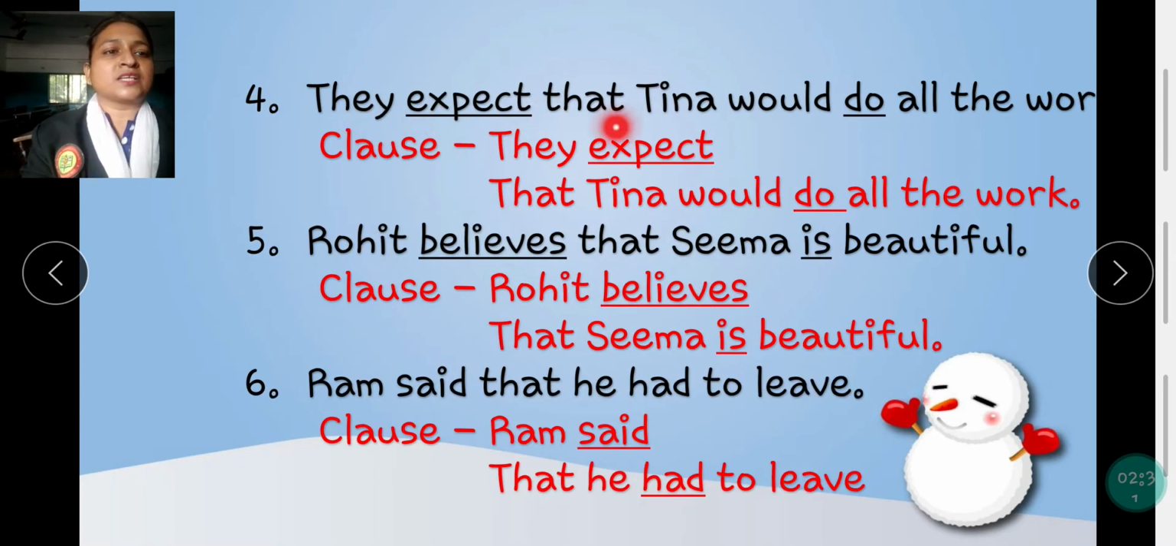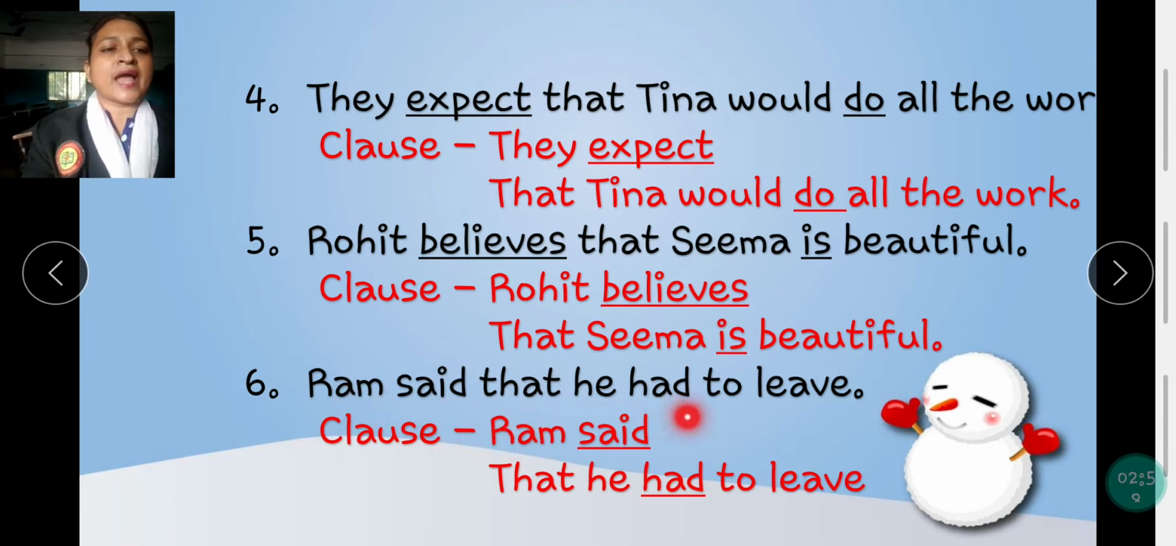They expect that Tina would do all the work. Now here we have got two verbs, so two clauses: expect and do. They expect is one clause and the second clause is that Tina would do all the work. Rohit believes that Seema is beautiful. Again here we have two verbs, so two clauses. Rohit believes is one clause and the second one is that Seema is beautiful.